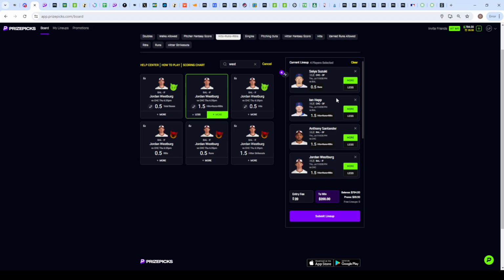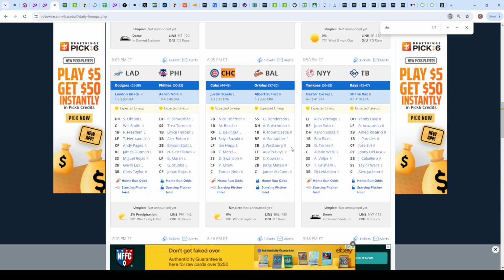And this is a pretty similar concept to what I'm going with the Chicago stack. Of course, these guys are batting next to each other. And in this case, they're actually batting 4th and 5th. Pretty much exactly the same as Suzuki and Happ. Now, I would prefer to take Santander on his runs prop or something like that, but he does not have a good one on the board.